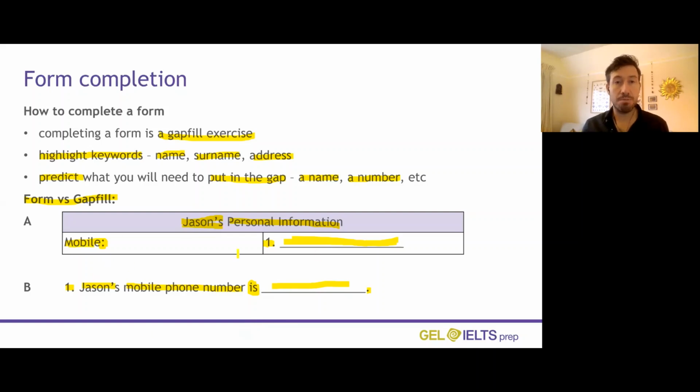You'll see in forms, you don't need verbs. But in a gap fill, in a sentence, you need verbs, that kind of thing, to connect the ideas together. So they're similar, but a little bit different in their layout.